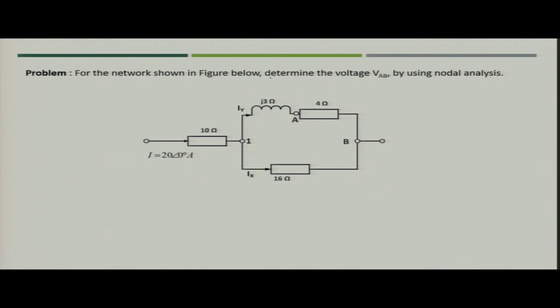For the network shown in the figure below, we need to determine the voltage VAB. So, voltage VAB means VA minus VB. So, if you take B as a reference node, then its potential can be at 0 volt, and voltage VAB is nothing but simply voltage at node A.